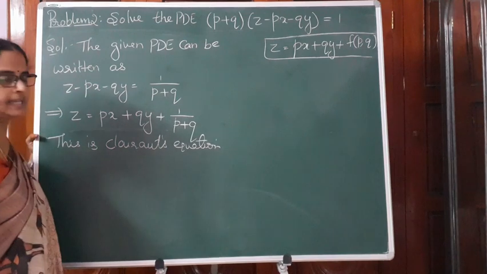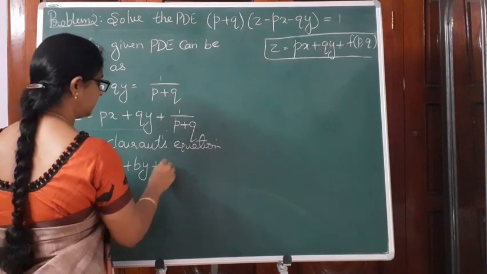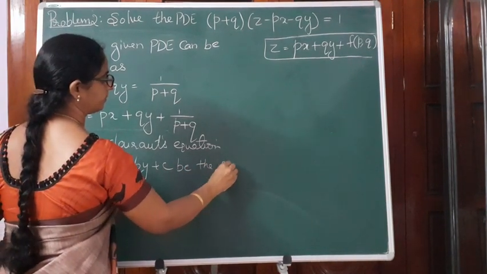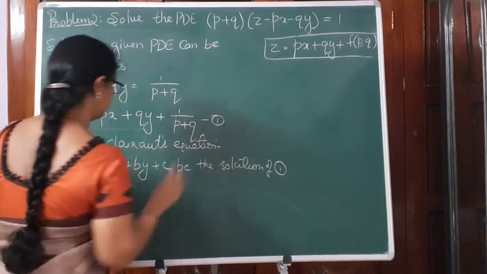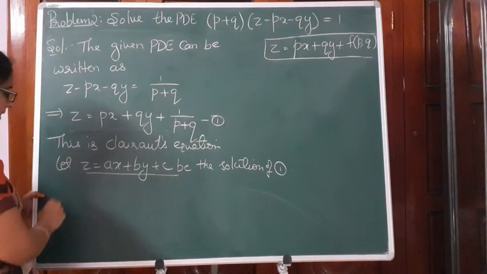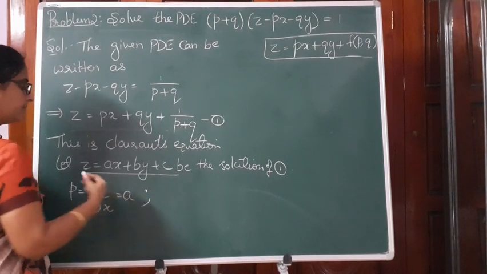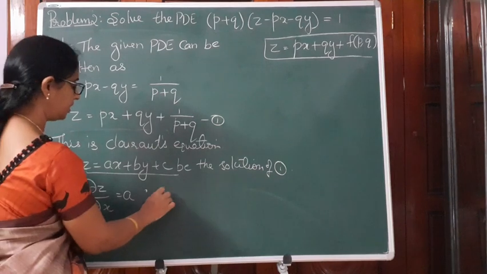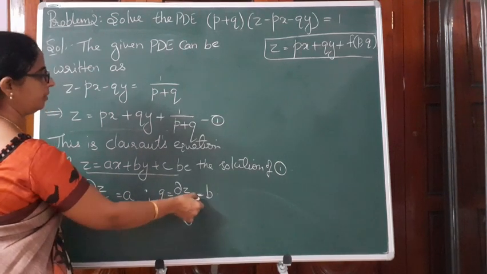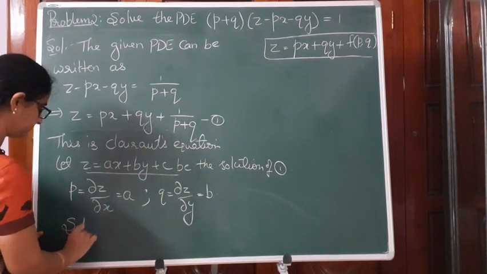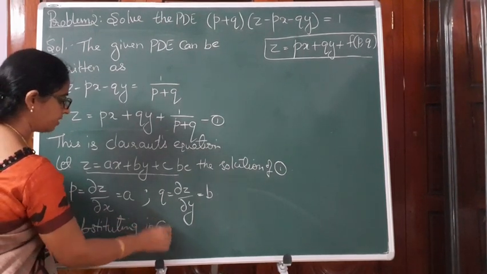Here onwards the procedure is the same. So we take z = Ax + By + C to be the solution of 1. Now differentiating this equation with respect to x, we get p, that is ∂z/∂x, equals A, and partially differentiating with respect to y, we get q, that is ∂z/∂y, equals B. Now substitute p and q in equation 1.